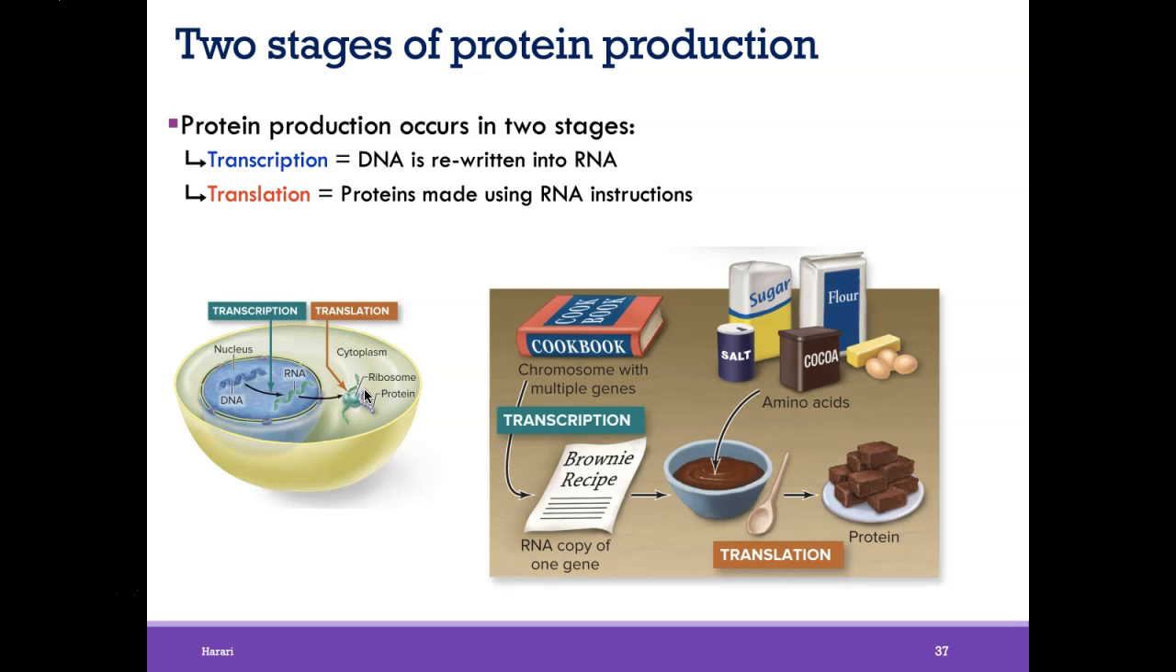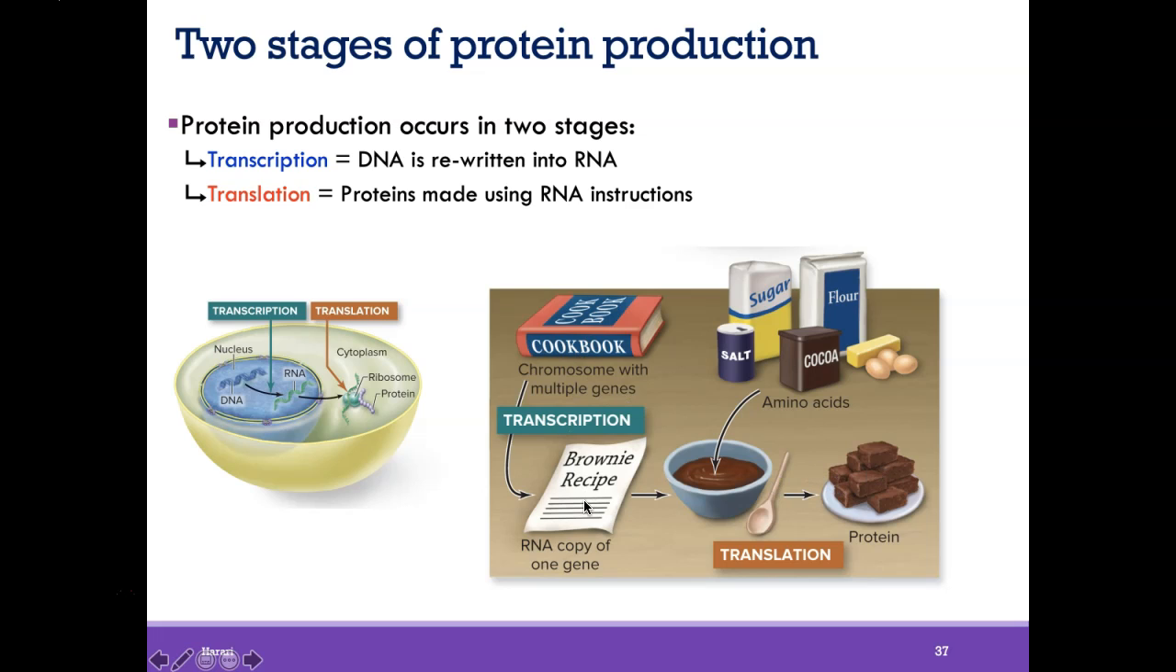We could compare this to a cookbook, which is like our genome, or our chromosome, that has many, many genes in it. But I don't want to make every single recipe in this entire cookbook. Right, that wouldn't really make sense. What I want to do is, instead of taking the whole cookbook down to the kitchen, make a photocopy of the brownies I want to make. So I'm going to take a photocopy of just the brownie recipe, then I'll bring that down to my kitchen. And then according to whatever the brownie recipe says, I'm going to assemble those ingredients, those amino acids, in the right sequence so I can make my protein or my brownies.